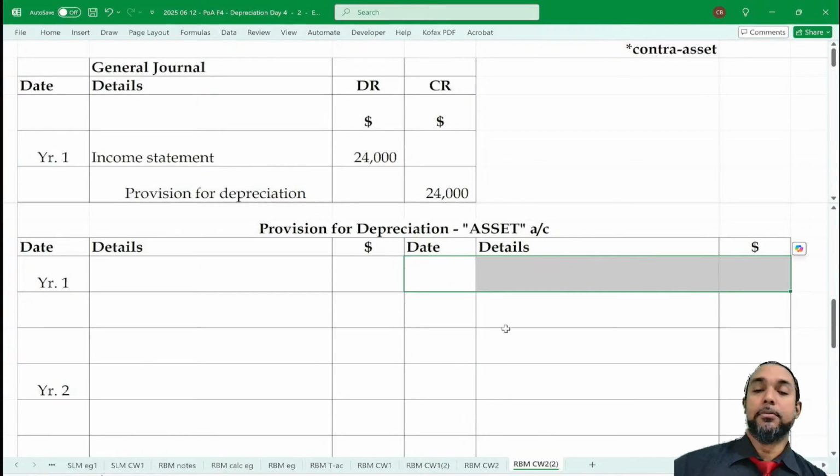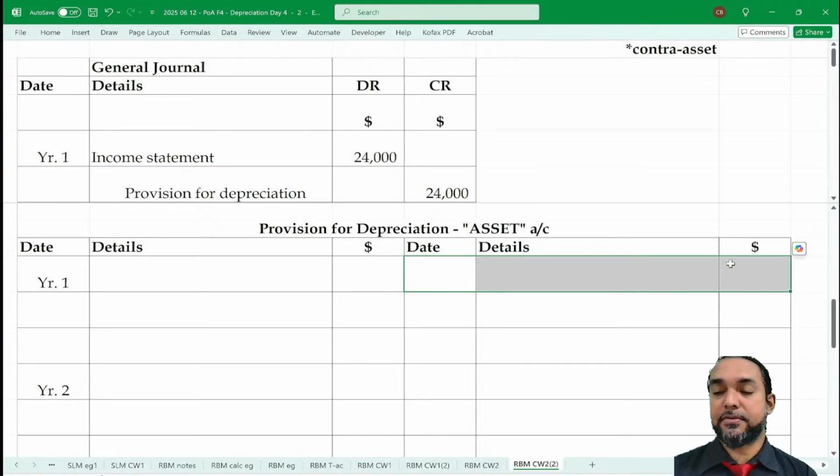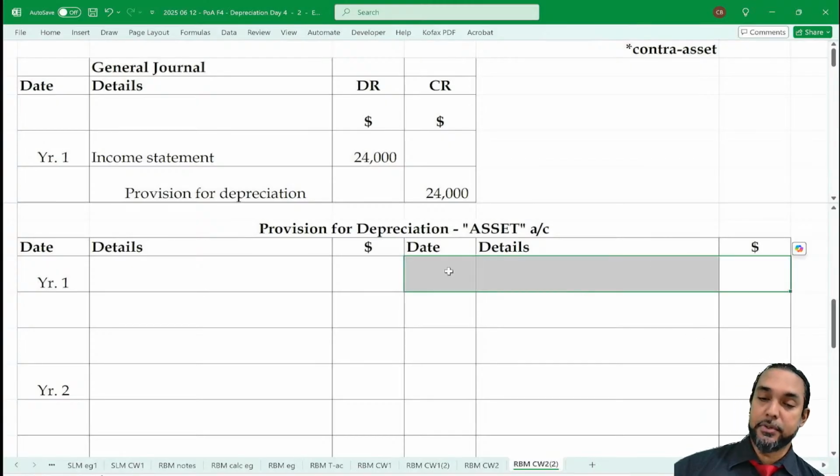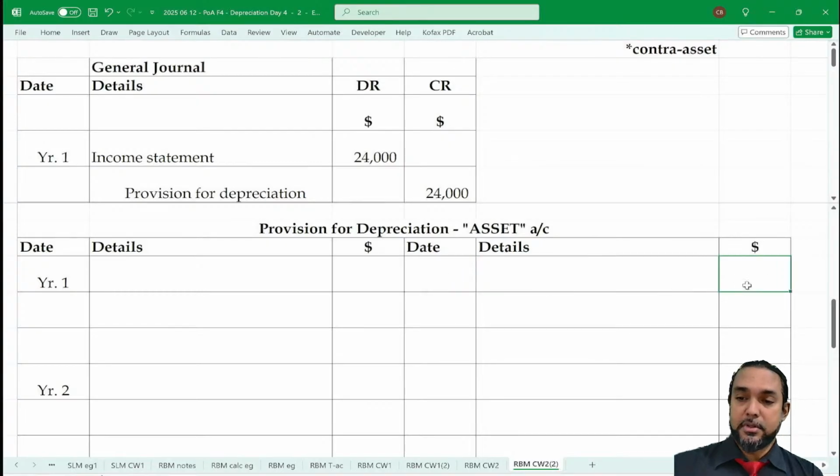Most people teach you to go from right to left, or left to right. I like to go in the reverse order because I think the most important thing is, well, how much money? Because when you're recording transactions, what we record is money. So in year one, what was the depreciation charge? 24,000. So to me, start with that, 24,000.